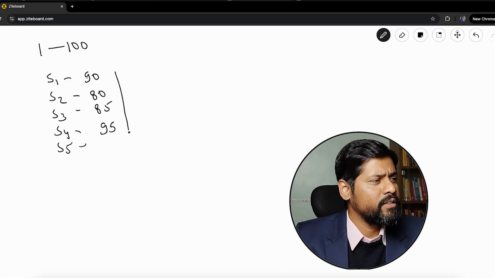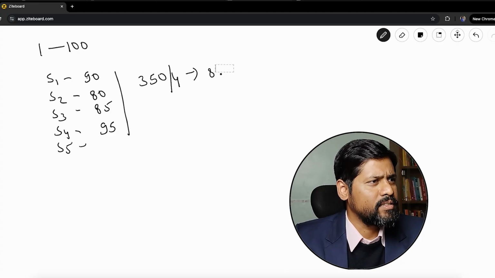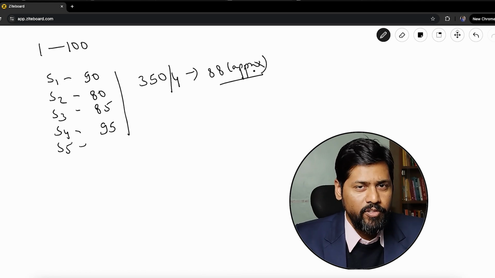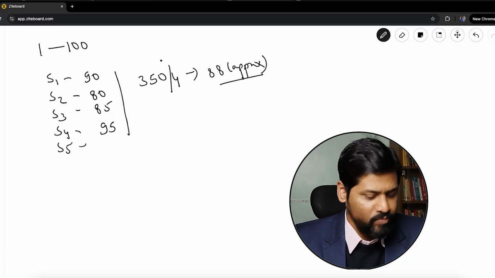Now if we add all these numbers, it's 90, 170, 260, 350. It's somewhere around 350. And once we divide it by 4, it should be approximately 88. This is approximate, okay, which is correct. If we are taking an average, around 88 is correct looking into the numbers.